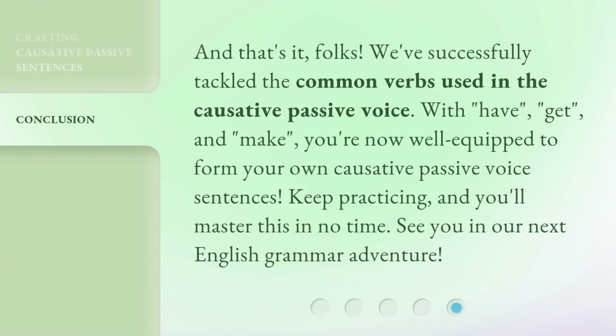And that's it, folks. We've successfully tackled the common verbs used in the causative passive voice. With have, get, and make, you're now well equipped to form your own causative passive voice sentences. Keep practicing, and you'll master this in no time.